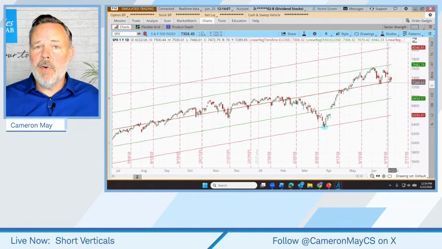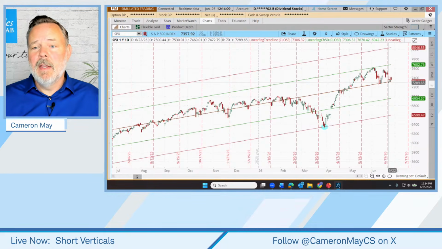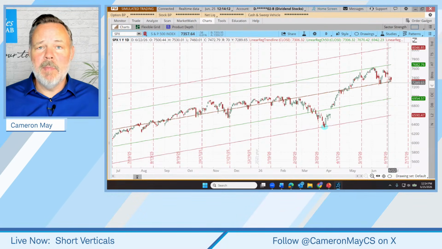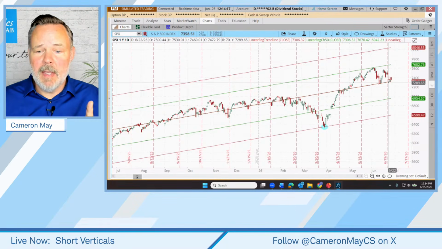There can be a strong correlation at times. At other times, the mean might be, or the 50 or the 200 might be in entirely different positions from where the linear regression line is. But the concept is the same.